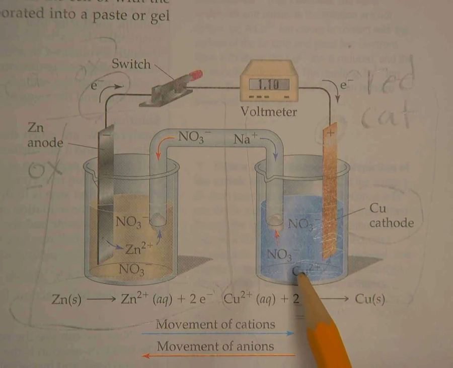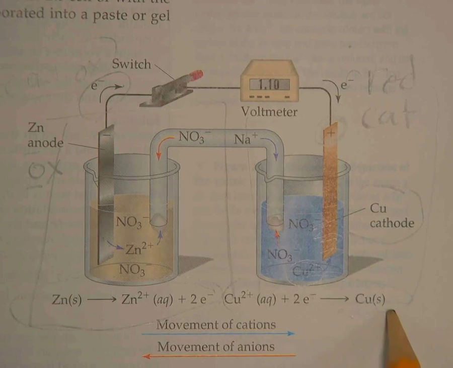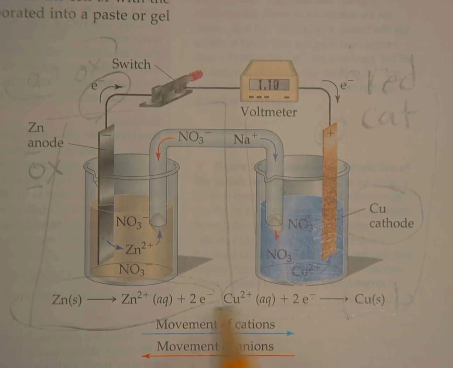Because zinc is oxidized in the cell, the zinc electrode loses mass, and the concentration of zinc plus 2 ion solution increases as the cell operates. Similarly, the copper electrode gains mass, and the copper plus 2 solution becomes less concentrated as the Cu plus 2 ions are reduced to become Cu solid. So there's less Cu plus 2 ions and more Cu solid.